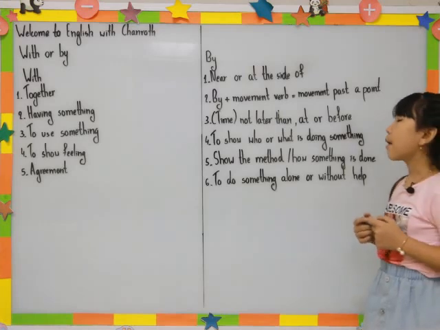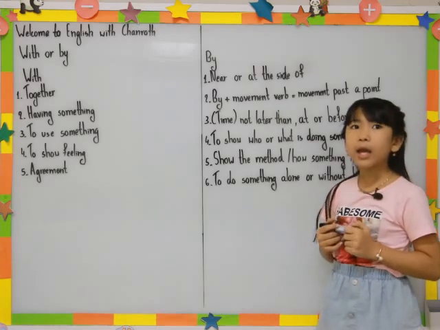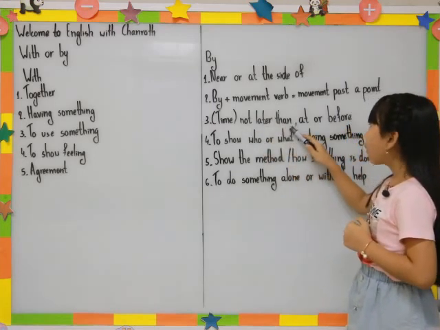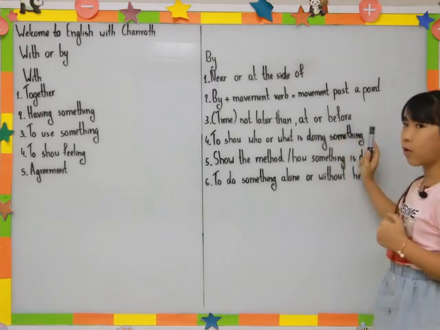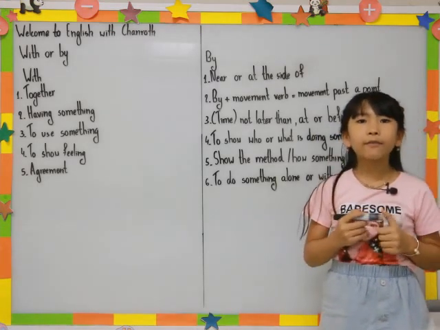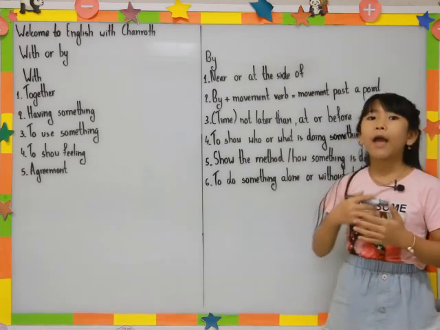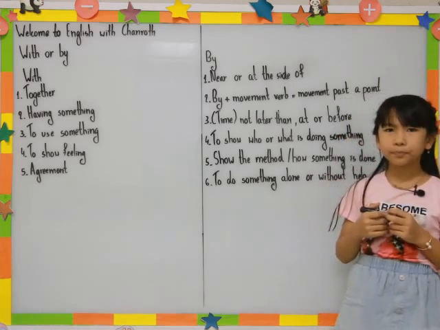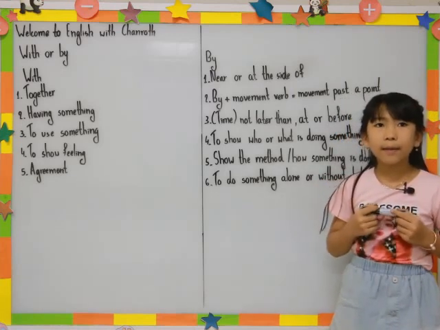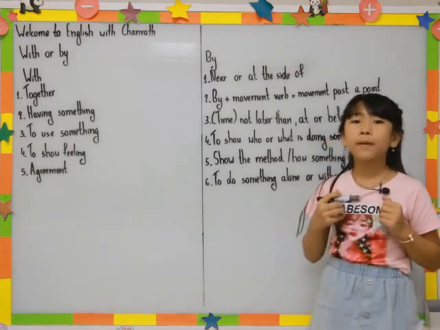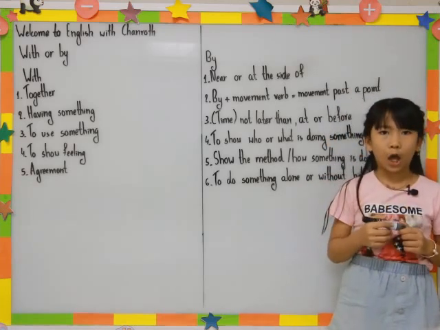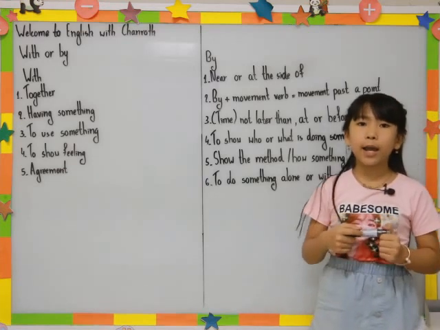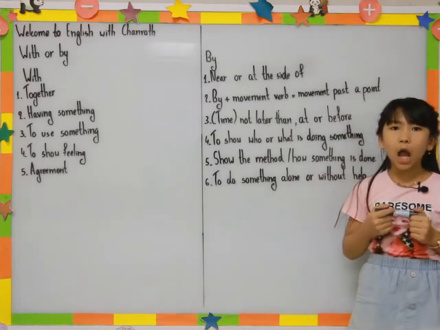Next, when we use by with a time, it means not later than, meaning at or before. So for example, I have to leave for school by 6:30 a.m. So another example, she will be back by 5 o'clock. So one more example, by the time I got there, he had already gone.